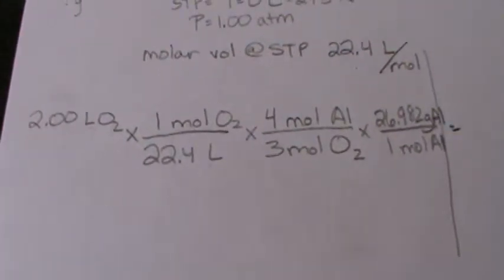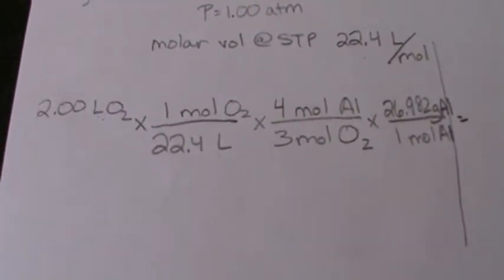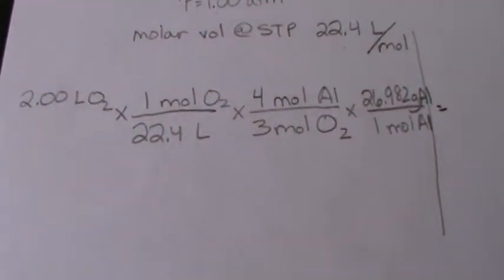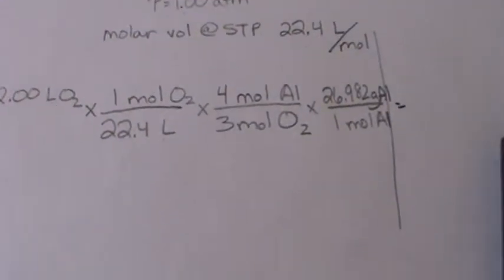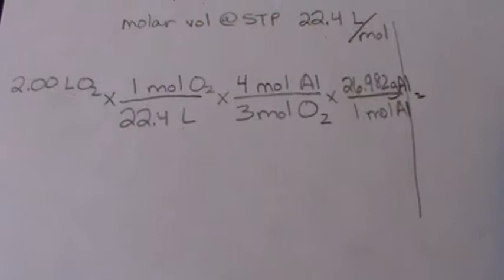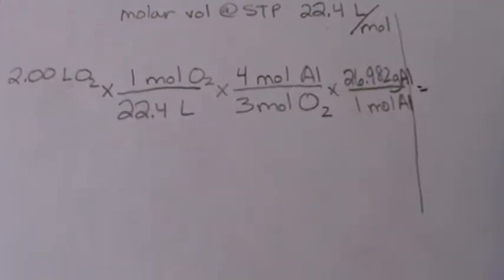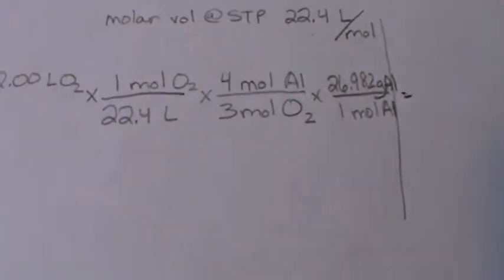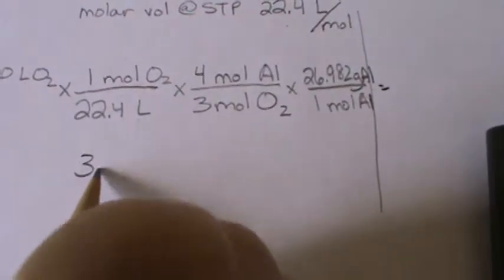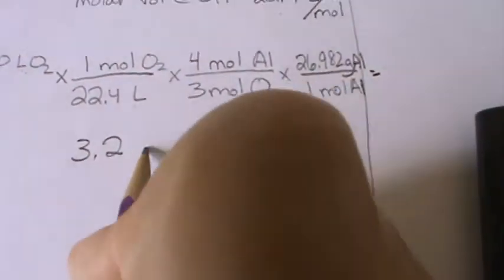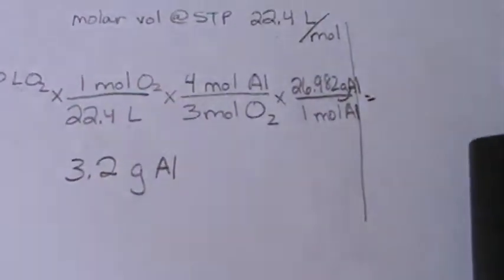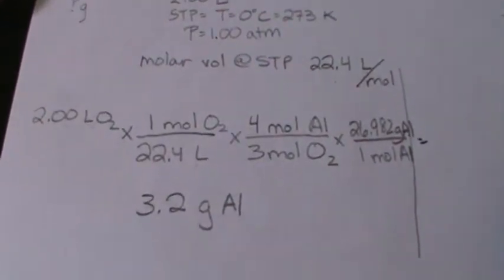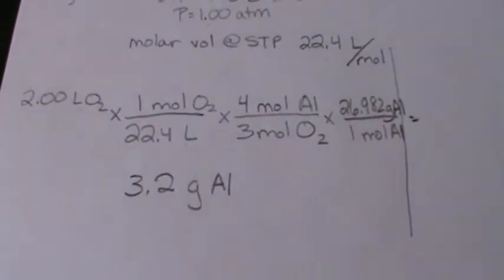So I say 2 divided by 22.4, and then multiply that by 4 and divide it by 3. You might be doing this differently on your calculator. Times 26.982, and this gives me 3.2 grams of aluminum. Alright, so if I've done that correctly, then it should make sense in a minute. We're going to now do it in a second way. Perhaps there isn't an error in the back of the book.